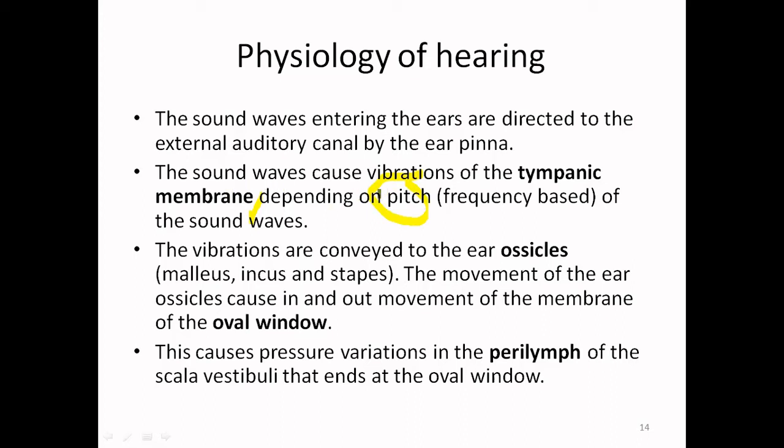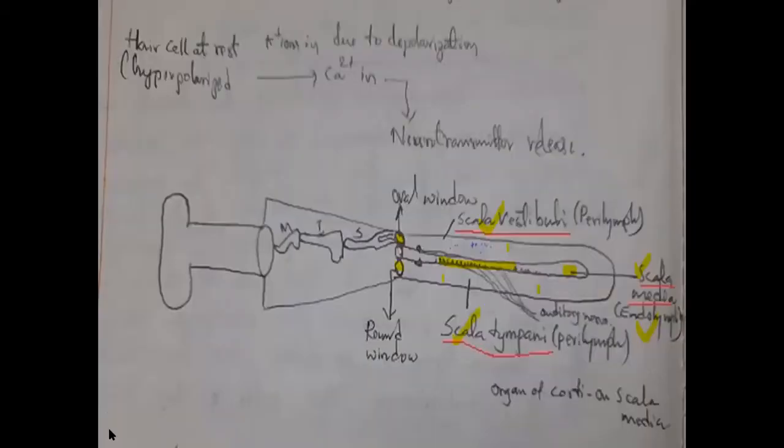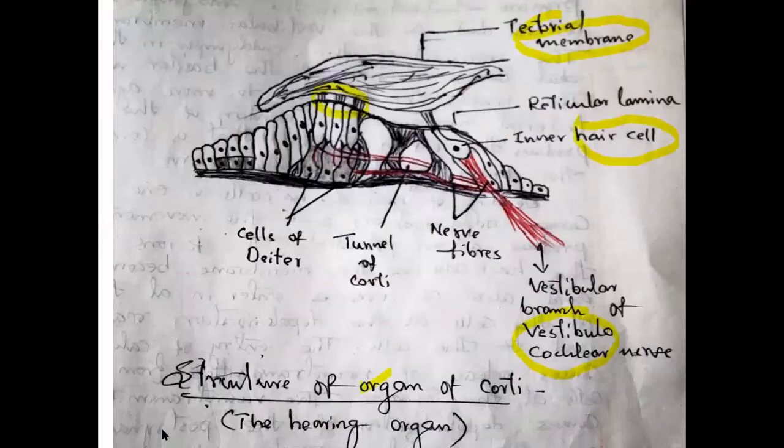Now, this vibration in the tympanic membrane is conveyed to the malleus, incus, and stapes, which are called the ear ossicles. These ear ossicles vibrate, and the vibrations will be conveyed to the oval window. Now you look at the previous picture. The sound wave entered here, struck the tympanic membrane present here, and the vibrations of the tympanic membrane were conveyed to the malleus, incus, and stapes, and now to the oval window. If you all remember, the oval window is connected to the scala vestibuli, which is filled with the perilymph. Let us see what happens next.